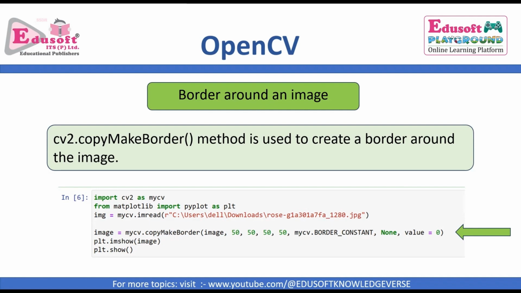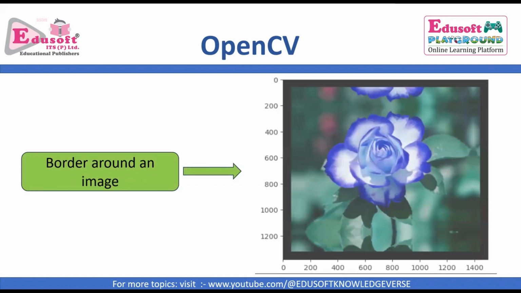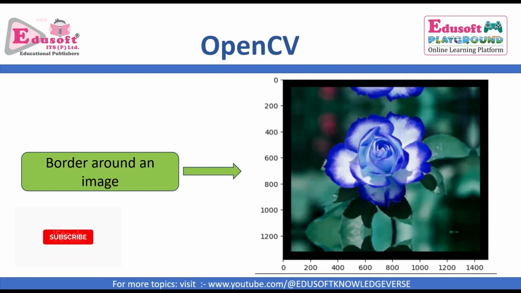We already know that OpenCV always follows the BGR color model. So if you want any other color, you have to give the value in BGR, that is blue, green and red. After this, plt.imshow, with the image reference as argument, and plt.show. You can see your output like this. This is the image, and you can see a black border around the image.